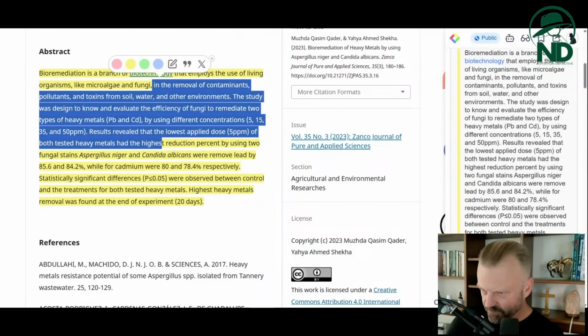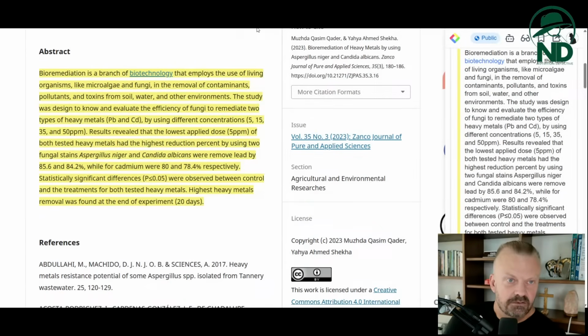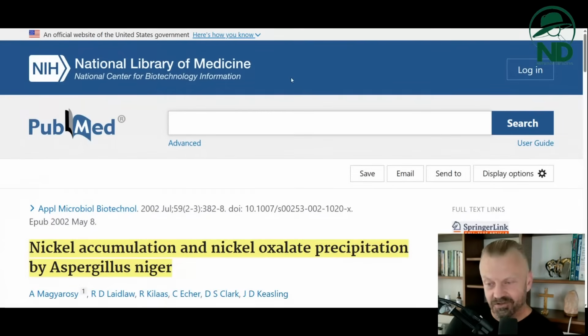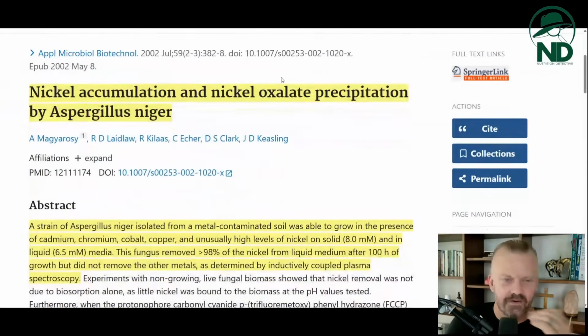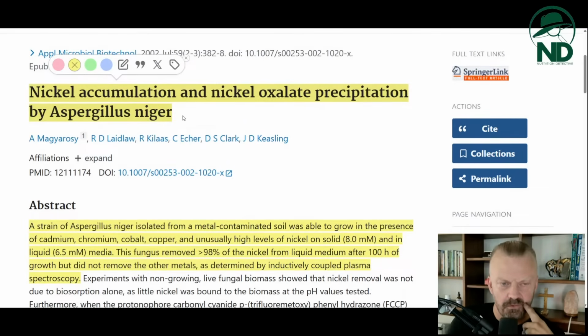I thought there was nickel in it, but either way, again, black mold loves toxic metals. So does Candida. So do parasites. So do bacteria. So maybe I was wrong on that one, but it was still cadmium and lead. Oh, here we go. Nickel accumulation and nickel oxalate precipitation by black mold.